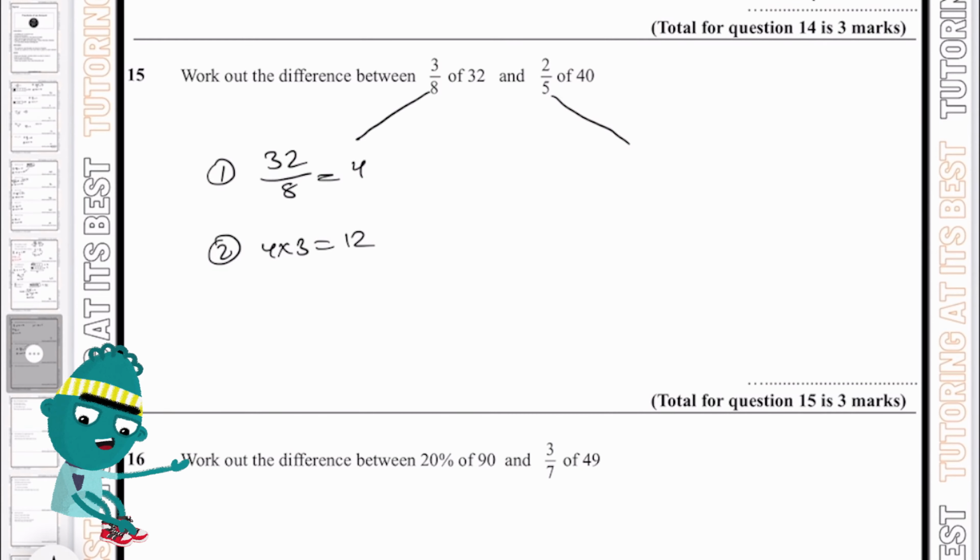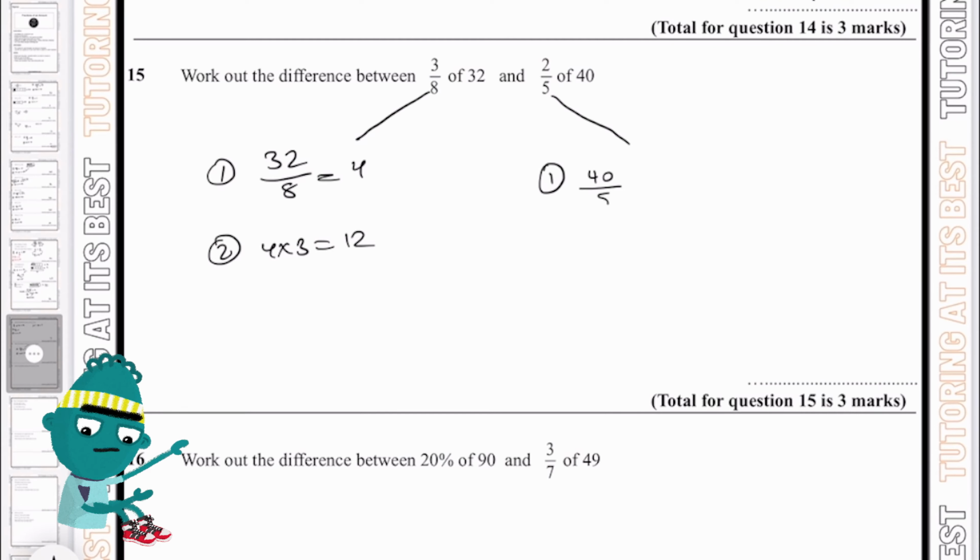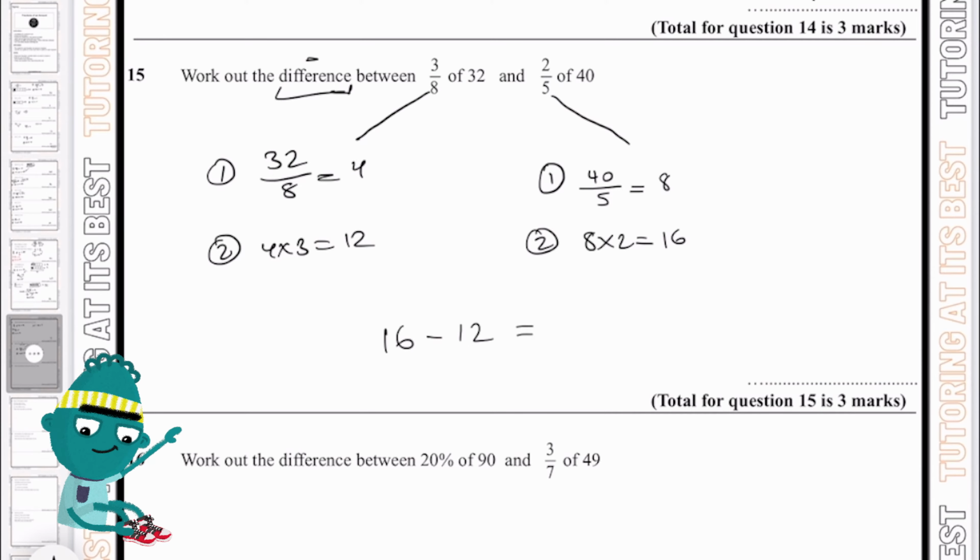Okay, that's your 10 seconds up. So step 1, you should have done 40 divided by 5, which gives us 8, and then 8 times 2, which gives us 16. Now if we're finding the difference, remember the difference is subtraction. So we will then have 16 minus 12, which gives us 4.